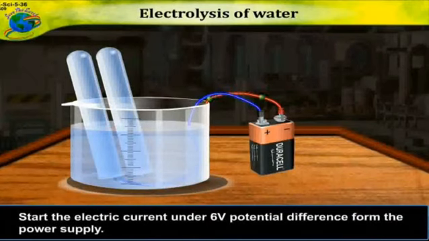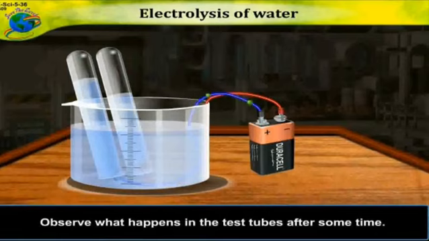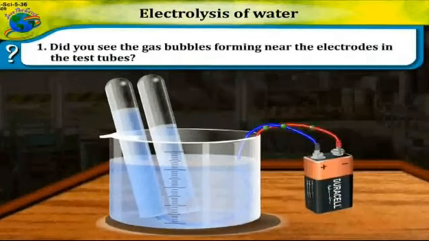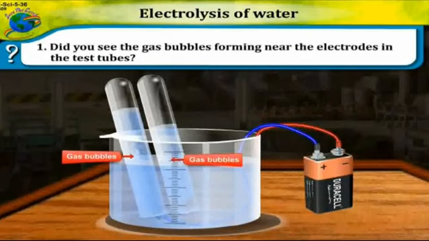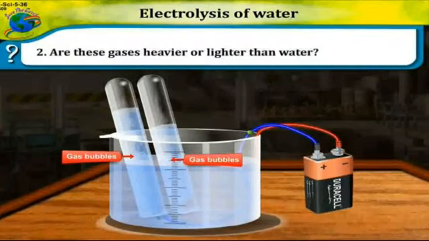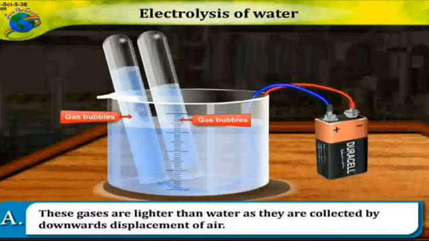Start the electric current under 6-volt potential difference from the power supply. Observe what happens in the test tubes after some time. 1. Did you see the gas bubbles forming near the electrodes at the test tubes? 2. Are these gases heavier or lighter than water? These gases are lighter than water as they are collected by downwards displacement of air.